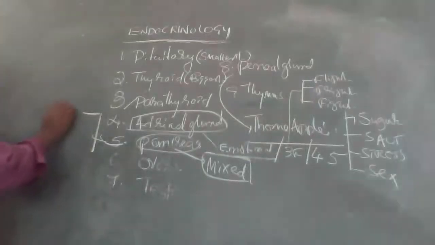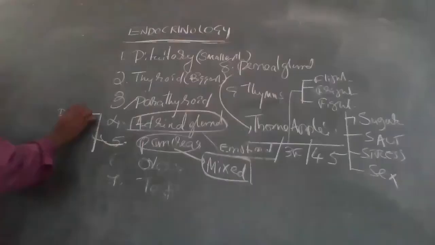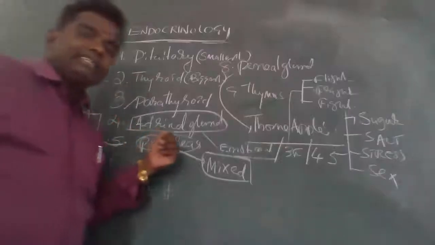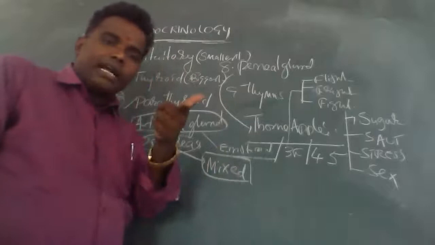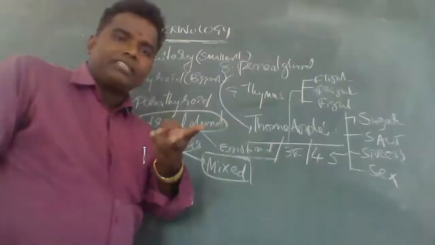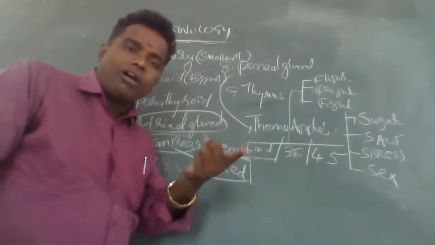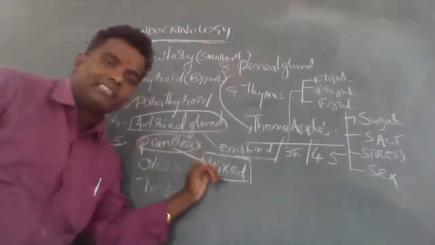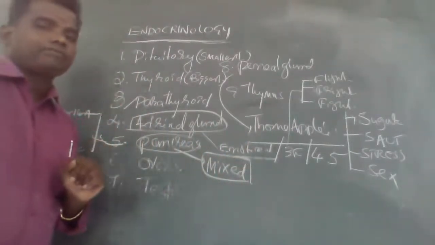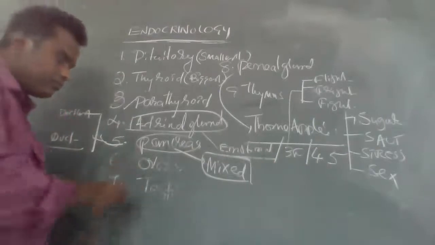Yes, this is because it contains ductless and duct parts. That's why pancreas is called a mixed gland. Second biggest gland and a mixed gland. Mixed gland is nothing but a gland which contains a duct part and a ductless part. Right, clear. Now, next one.